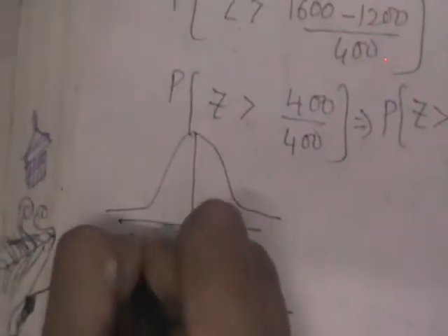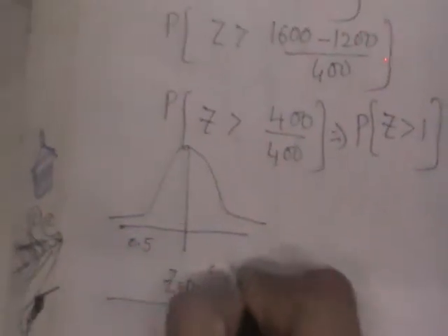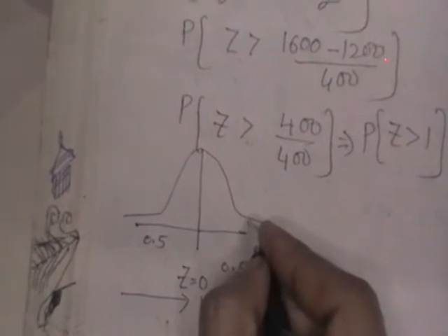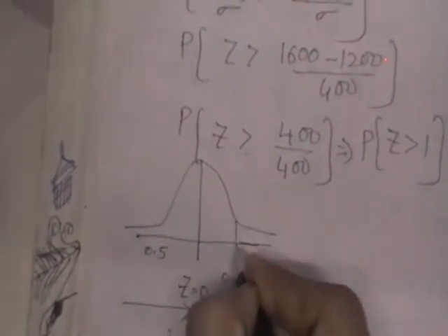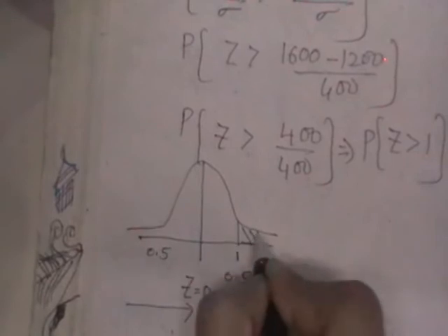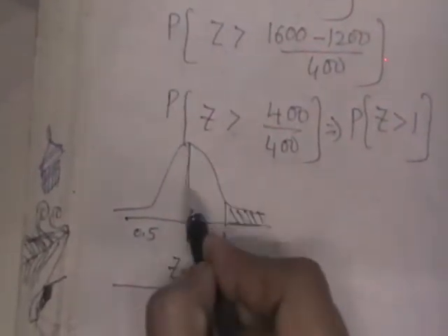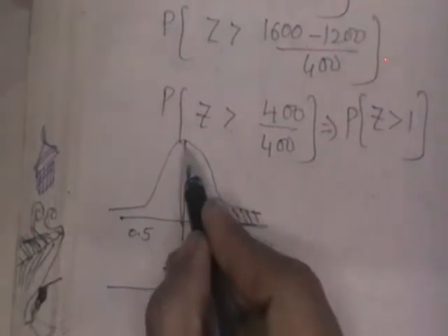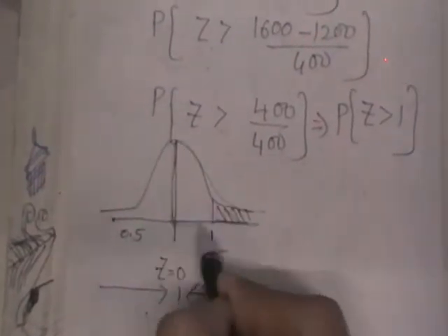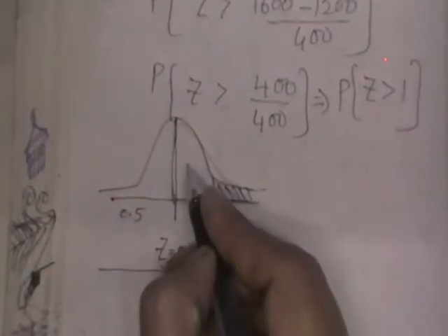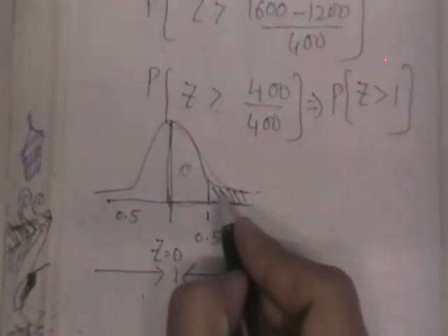So I said that the entire area is 1. On the left-hand tail it is 0.5, and on the right-hand tail it is also 0.5. You need to find the probability of z greater than 1. For that, the similar steps: from the entire right tail, you subtract this part, and you will get the shaded one.